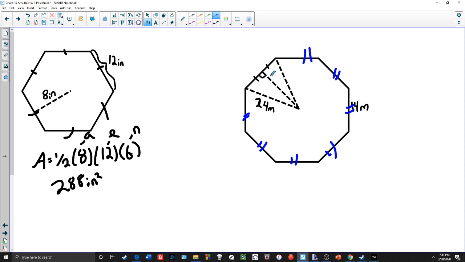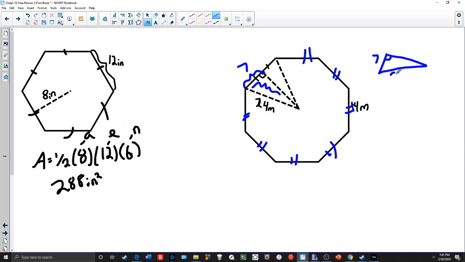So if each of these sides are 14 here, that means that this piece has to be half that, 7, because 7 plus another 7 would make it 14. So what I end up here in this little spot is a triangle. I end up with something like this.